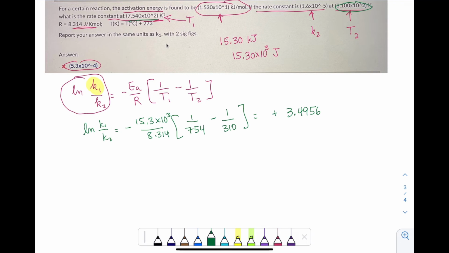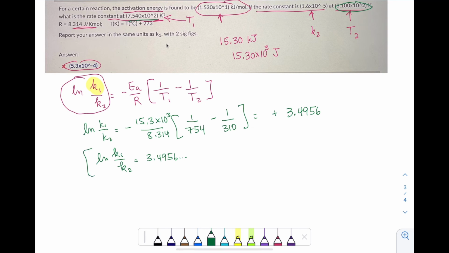All right, I'm getting exactly the same answer. I do end up with this negative sign canceling with this value being negative, because it's a smaller number minus a bigger number. So I do end up with a positive numerical answer on the right side. Sometimes it's positive, sometimes it's negative. Just be warned. In this case, it is positive. That means my log of K1 over K2 is equal to 3.4956. I've got that number stored in my calculator.